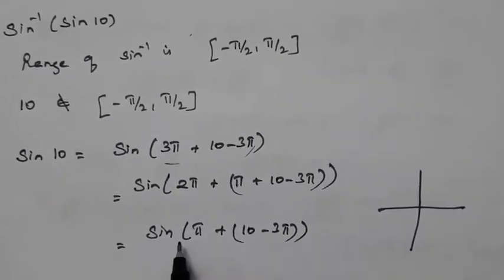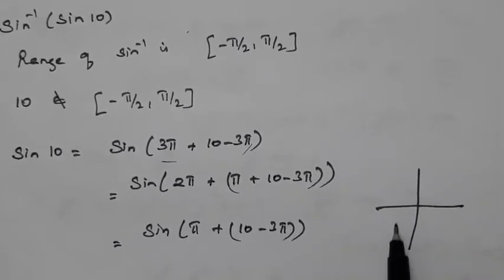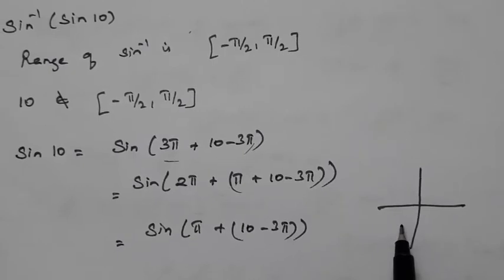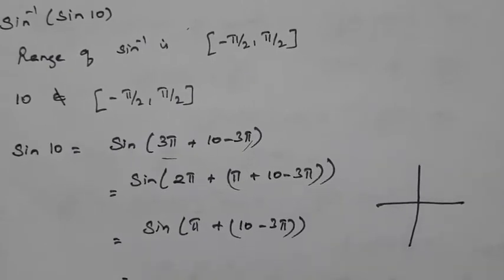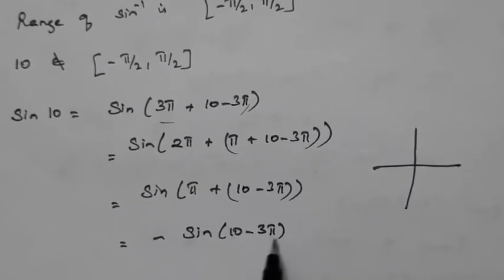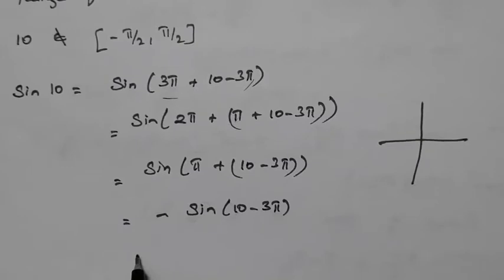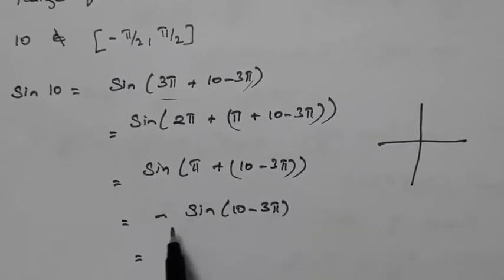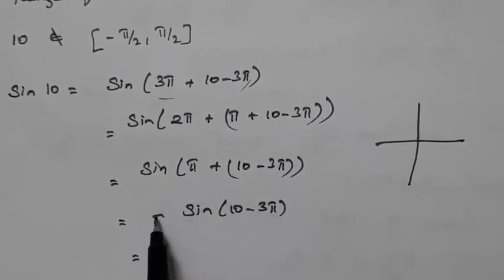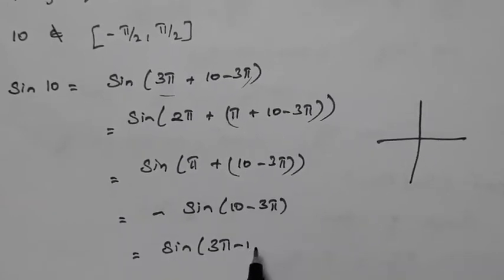Okay. Now again apply the rule. Sine of pi plus means pi is here, so it lies in the third quadrant. Here sine is negative. So it will be equal to minus sine of 10 minus 3 pi. In order to get rid of this minus, let us involve this minus inside. Minus sine theta is equal to sine of minus theta. So when absorbing this minus inside, you have sine of 3 pi minus 10.